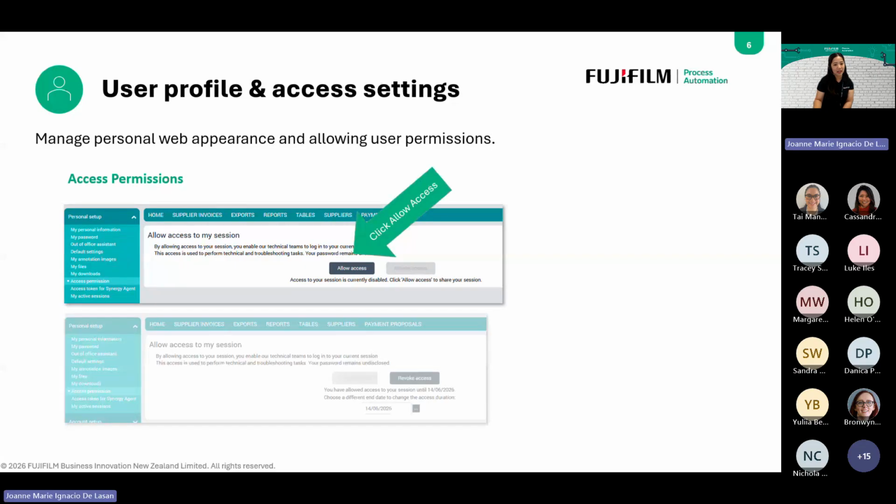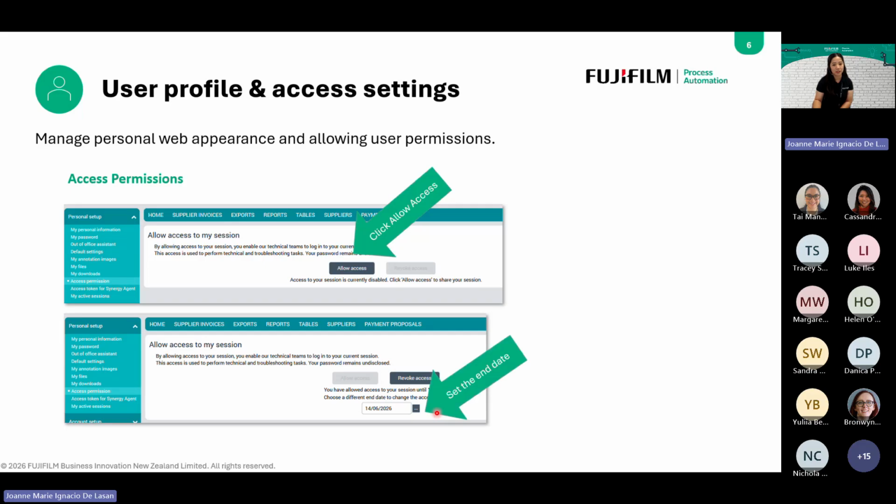Click on that, and then by default, the access is granted for a month, same day the next month. You can change the date until which you grant access to your session. To do so, click the button to open a calendar and select the date of your choice, and the date is immediately taken into account.